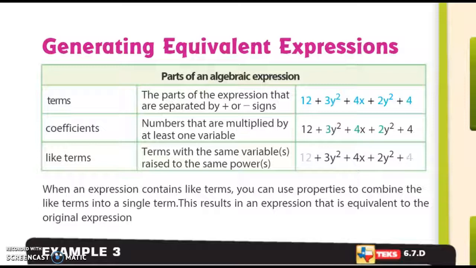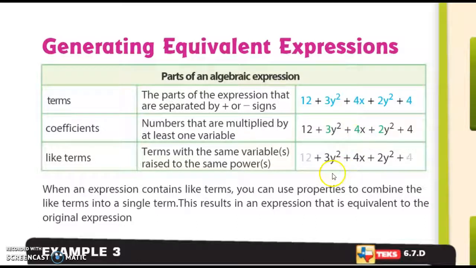Now, these are three terms that are super important for us to know when combining terms. The vocabulary term "terms" means that every single one of these items that are separated by your plus symbol are going to be terms. Our coefficients, which are in green here, are the numbers that are associated with our variables. In this case, we have variables y squared and x.